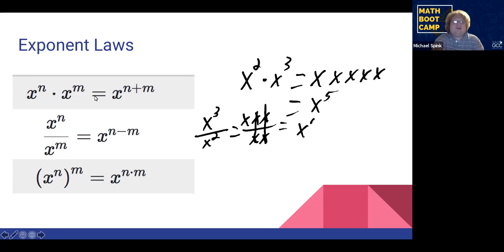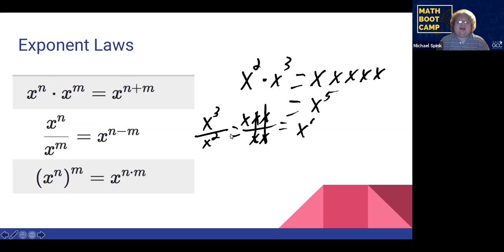When you have two things with the same base being multiplied, you keep the base and you add exponents. Looking on the right, if we want to find x squared times x cubed, well, how many x's do we have? X squared is x times x, and x cubed is x times x times x. You'll see that we have 5 x's in total. So that is x to the 5th, otherwise known as 2 plus 3.